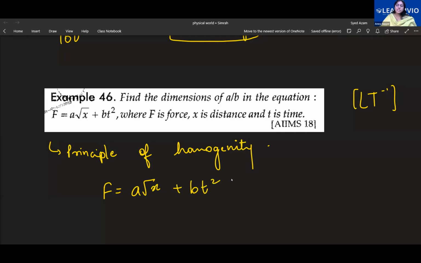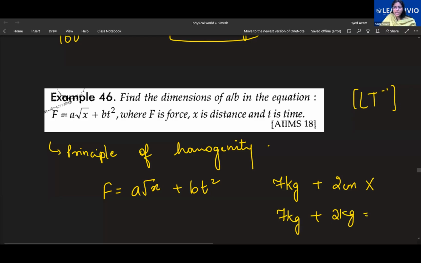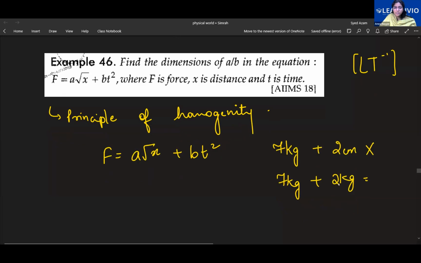Now, I'll give you the same example which I gave you in the starting. See, Simrah, I asked you once, can I add 7 kg to 2 centimeters? You told me we cannot add it. But when I asked you 7 kg plus 2 kg, you told me they could be added. Remember, we had this discussion.